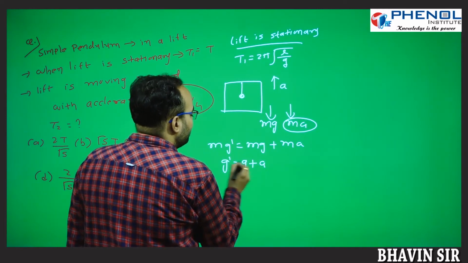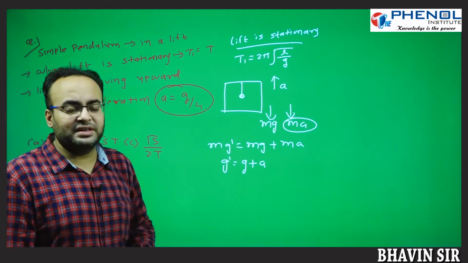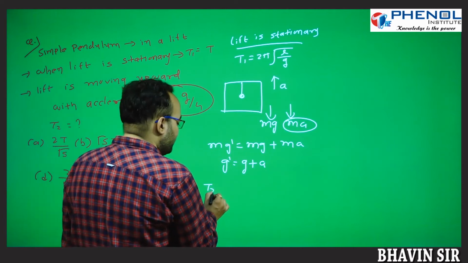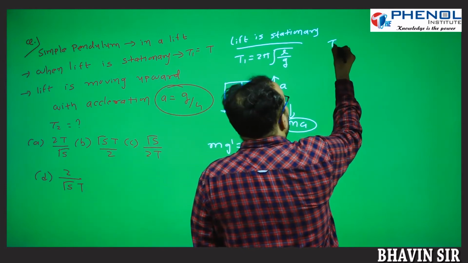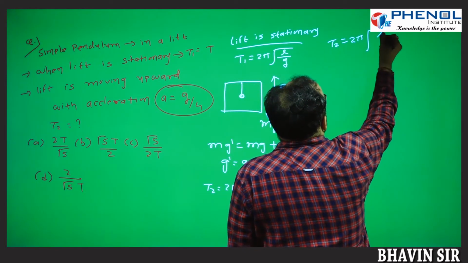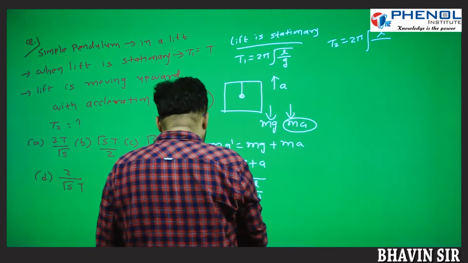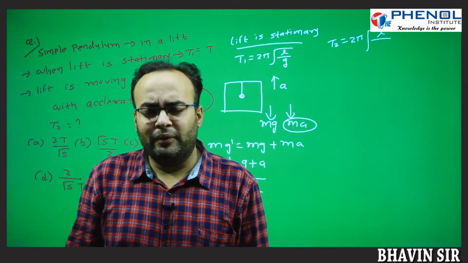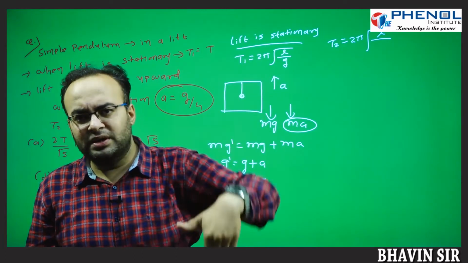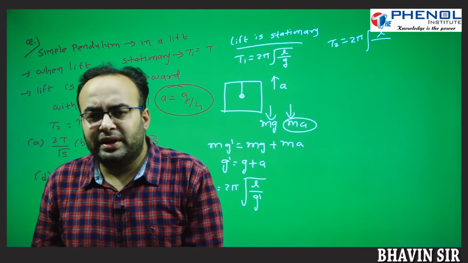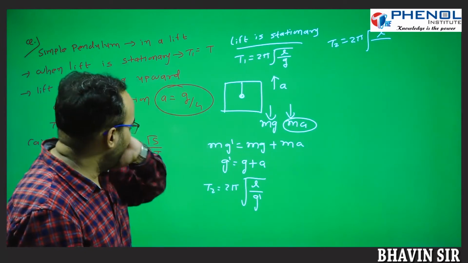So the effective gravitational acceleration is G plus A. Now the time period is 2 pi under root L by G dash, and G dash is G plus A. Students, remember this directly. When the lift is moving upward with acceleration A, the time period is 2 pi under root L by G plus A. When the lift is moving downward with acceleration A, the time period is 2 pi under root L upon G minus A. Right?